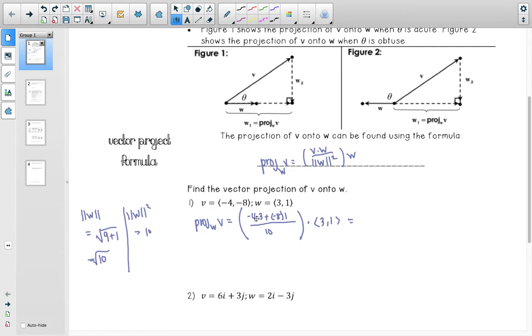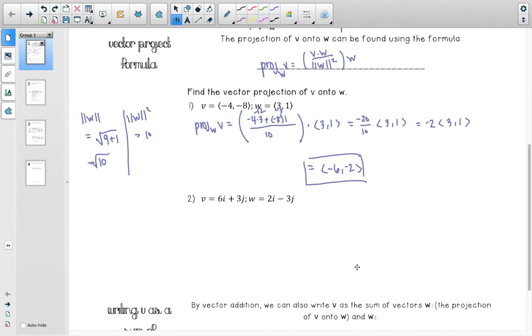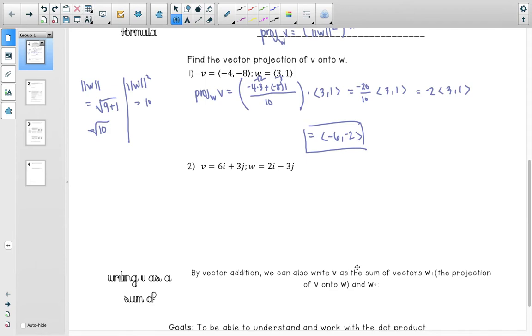So -4 times 3 is -12. That's -8. If you add it together, that's -20. Right? And so you end up with -2 and then 3 and 1. So then you just multiply that in, and your projected vector is -6, -2. So it's that easy. It's really not that bad. So number 2 is in that different form. You do it all the same way. Okay? So we're just going to dive right into it.